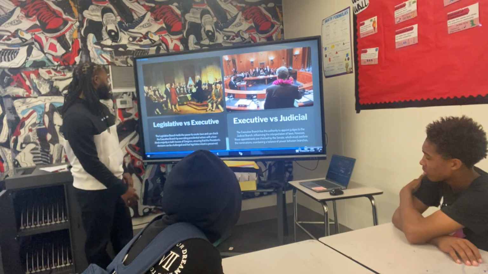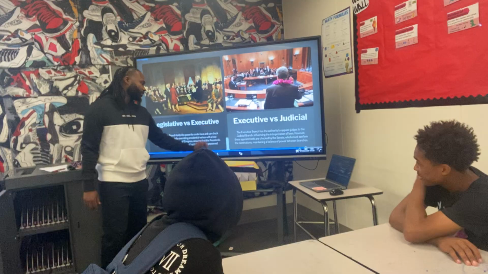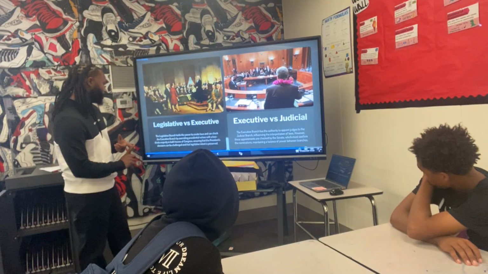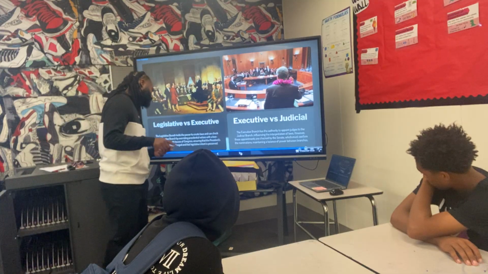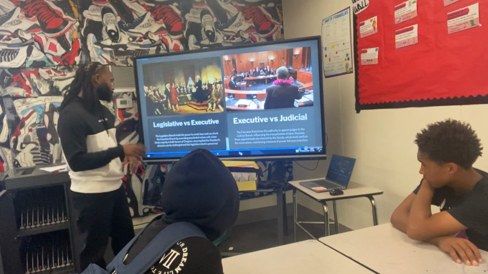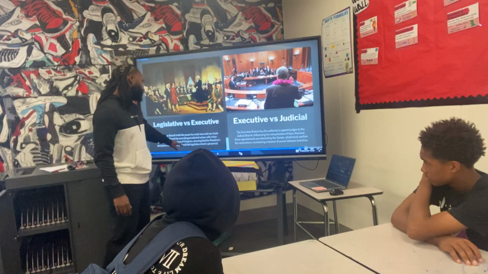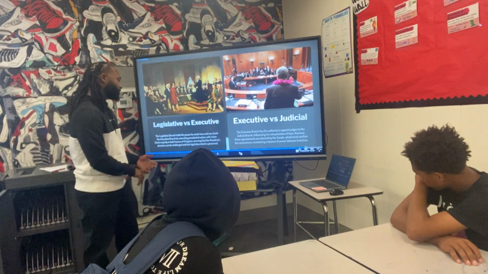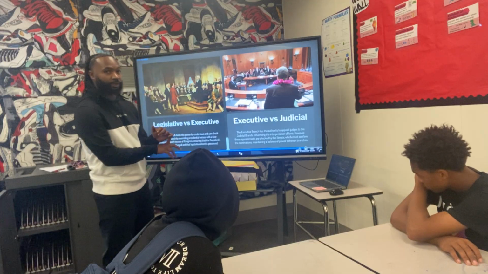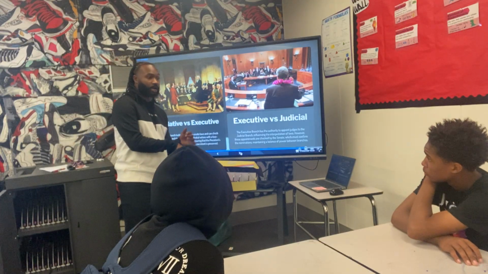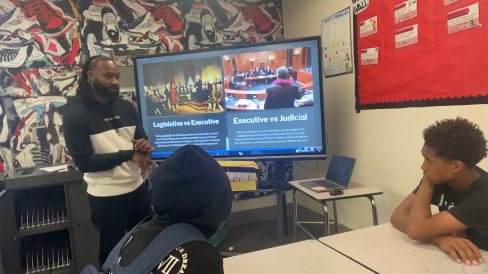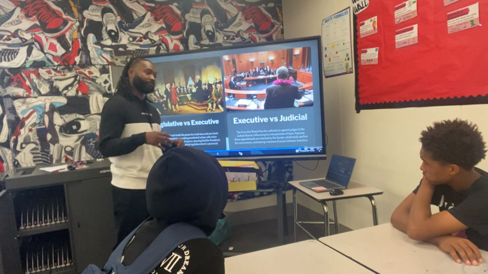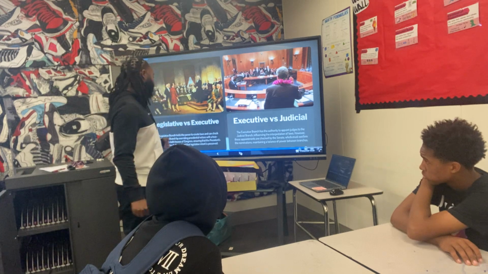So you got the legislative versus executive. The legislative branch holds the power to create laws and can check the executive branch by overriding presidential vetoes with a 2/3 majority in both houses of Congress, ensuring that the president's decision can be challenged and legislative intent is preserved. So the president doesn't necessarily have the ultimate power. He has to answer to somebody and then vice versa. That makes sense? So if he comes up with a law that's not good for the whole, they can veto it and vice versa.